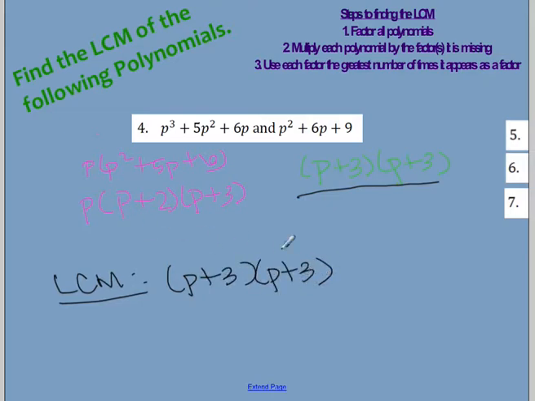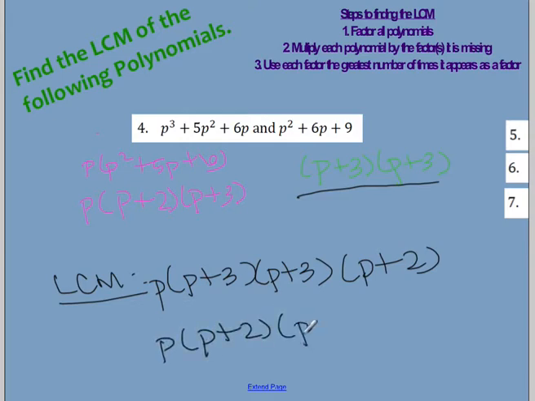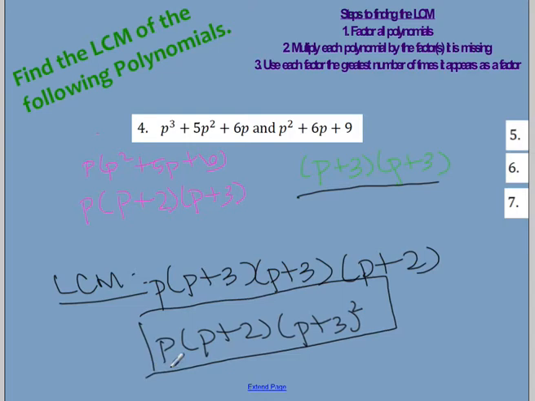And then I would have 1 p, I'm going to write that in the front, and I would have a p plus 2. Okay, which will simplify. We would write it as p times p plus 2, and then p plus 3 squared since there are 2 of them. There's my least common multiple for example 4.